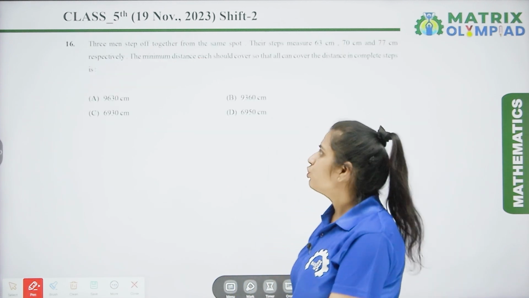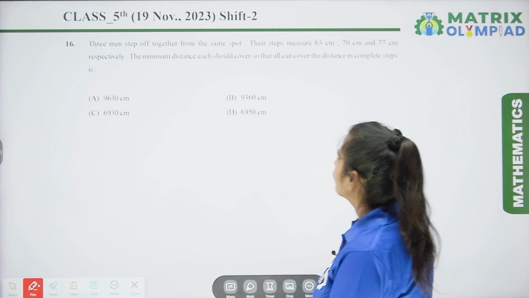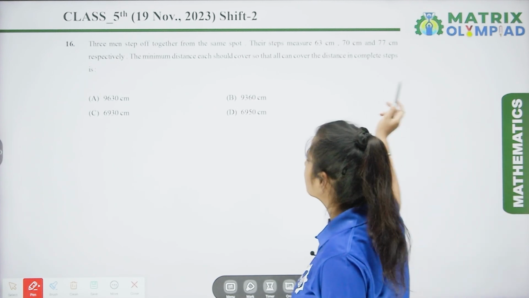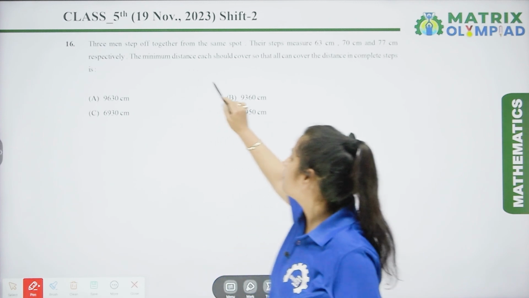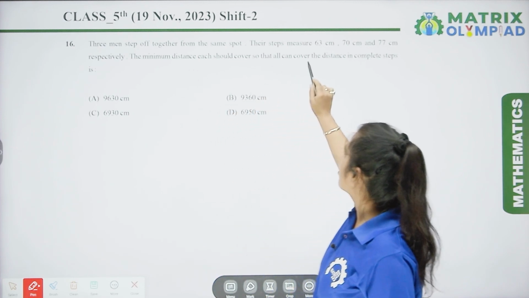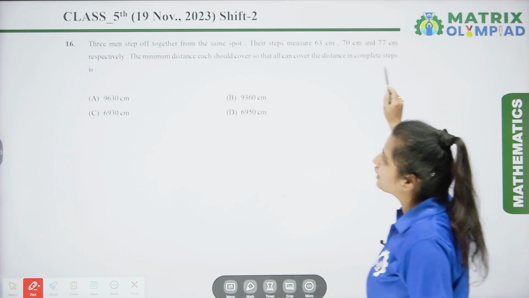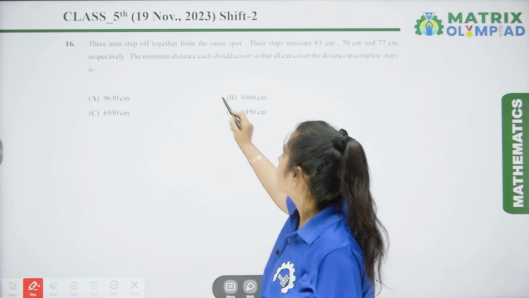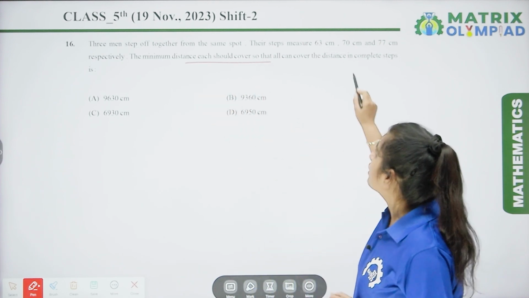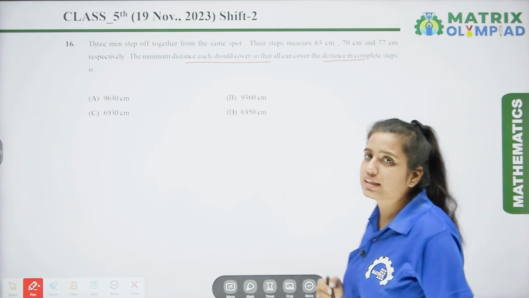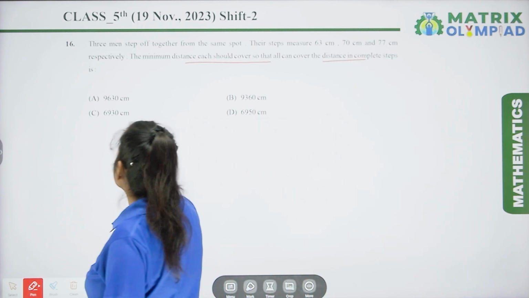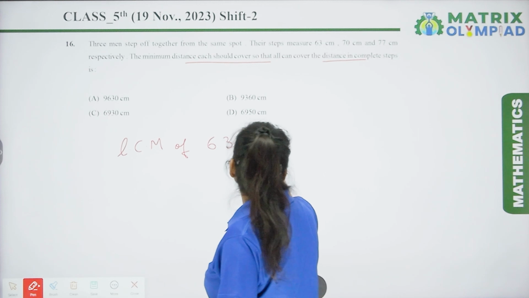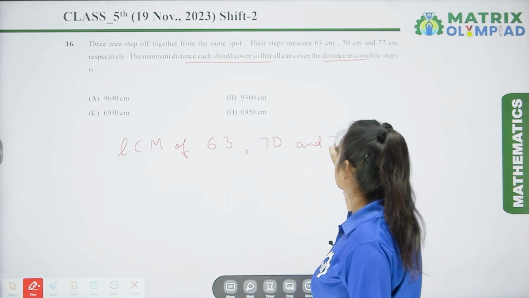Now let's start the next question. Question number 16. Three men step off together from the same spot. Their steps measure 63 cm, 70 cm and 77 cm respectively. The minimum distance each should cover so that all can cover the distance in complete steps is. So here we have to find out the minimum distance each should cover so that they can cover the distance in complete steps. So to find out this, we have to find out the LCM of 63 cm, 70 cm and 77 cm.